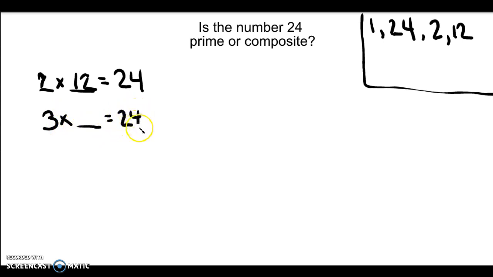And I'm a big fan of just skip counting in my head if the numbers are small enough. So I'm going to come over here and just go 3, 6, 9, 12, 15, 18, 21, 24. All right, let's see how many times I had to skip count by 3. 1, 2, 3, 4, 5, 6, 7, 8. So 3 times 8 is 24. Okay, that's another set of factors. So I'm going to add them over here to our list. 3 and 8.